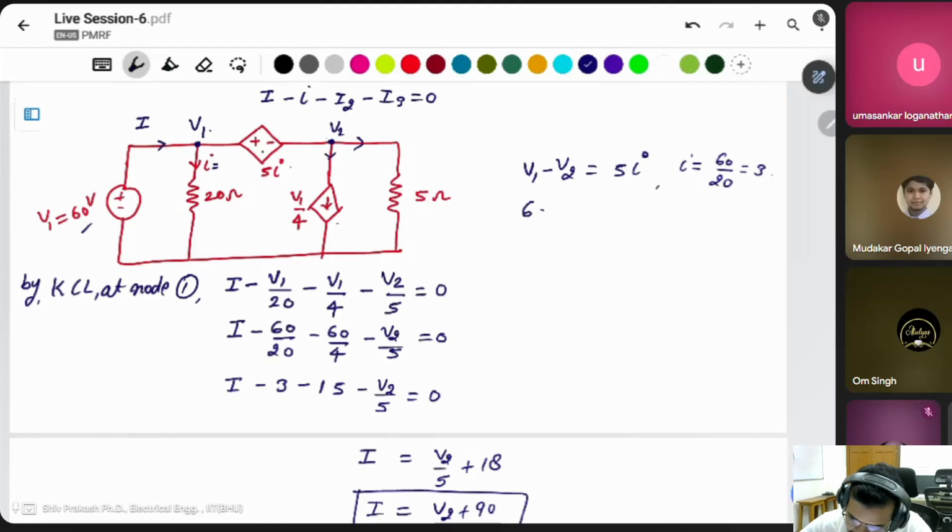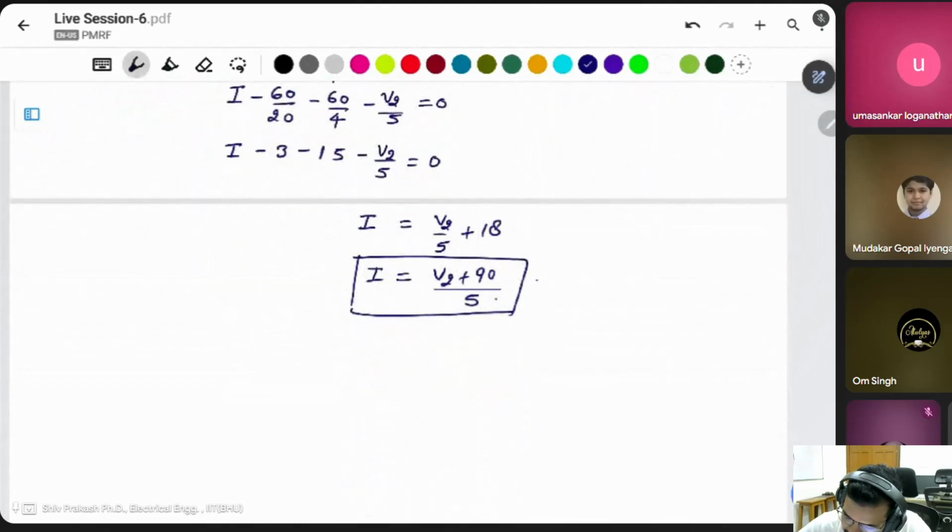V1 is 60 minus V2, and this is 5 into 3. In this case V2 is equal to 45 volt. Put the value here for V2. This is 45 plus 90 divided by 5, which is equal to 135 divided by 5, that is 27 ampere.